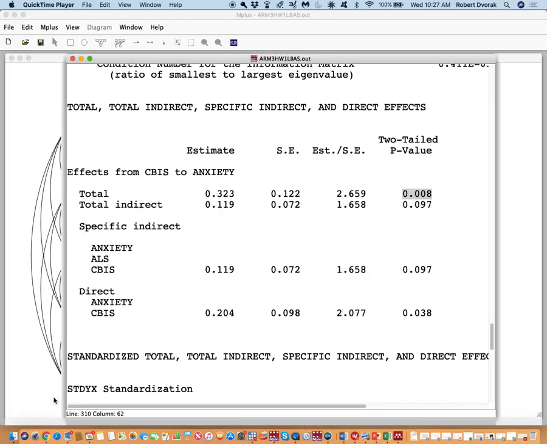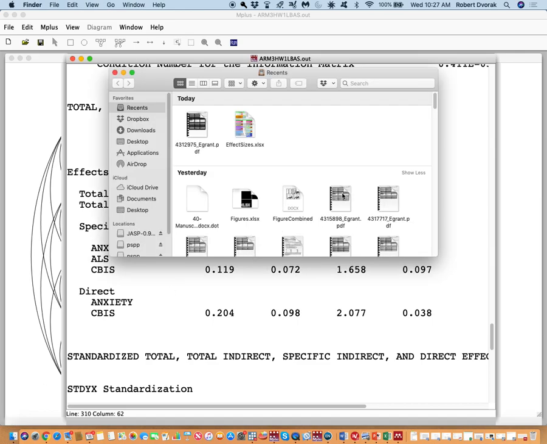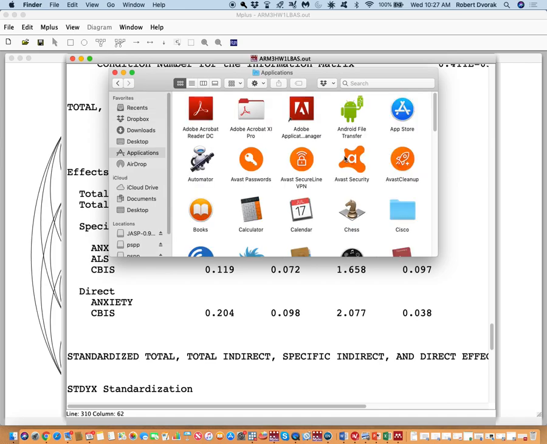I'm going to close that. And let's open up G-Power. Do I have it open down there? I don't.